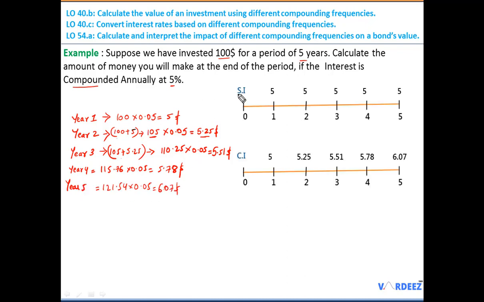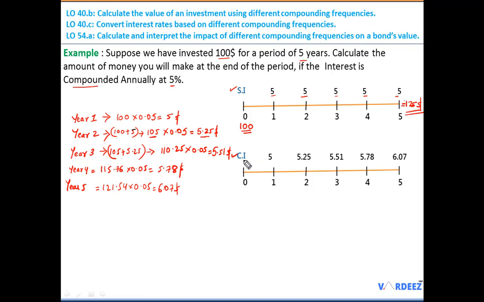So now let's compare the simple interest versus the compound interest. As you can see, in simple interest we had $100 as the initial investment, we invested this for a period of 5 years, and we earned $5 interest every year for the next 5 years. At the end of the period we had $125 as the total amount.